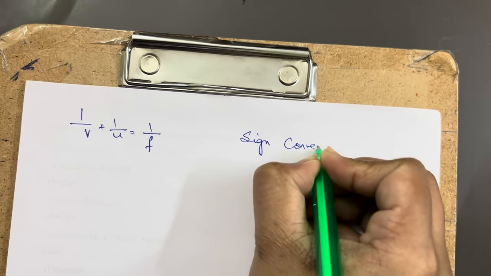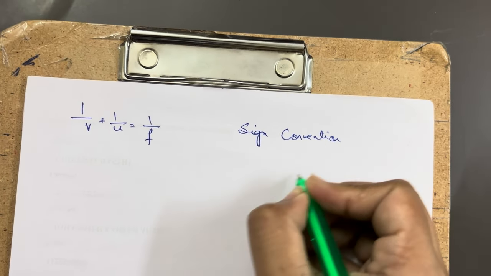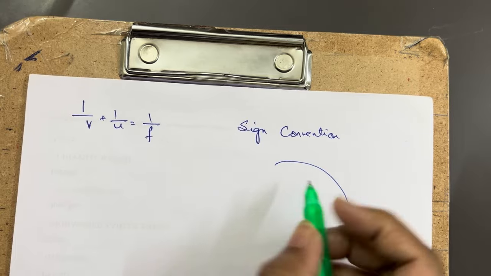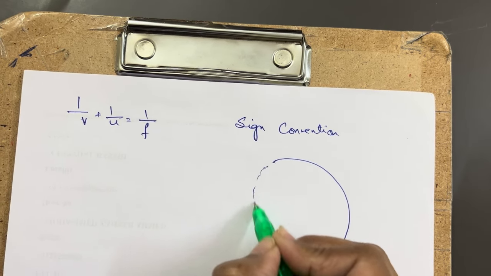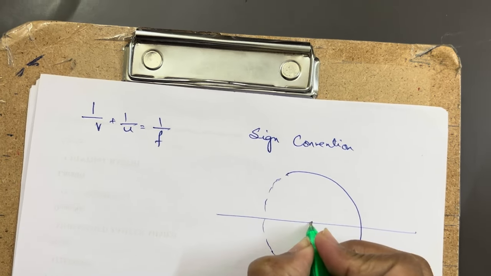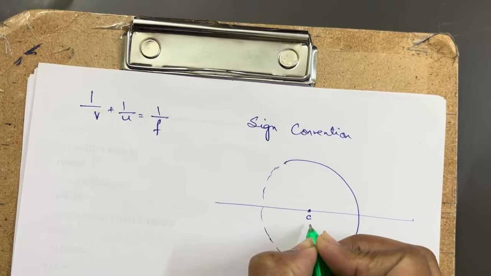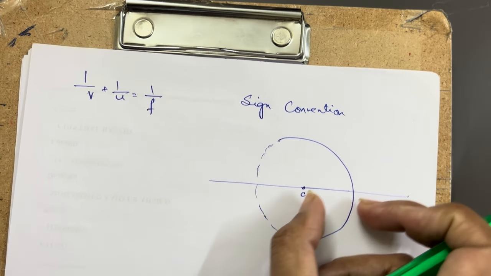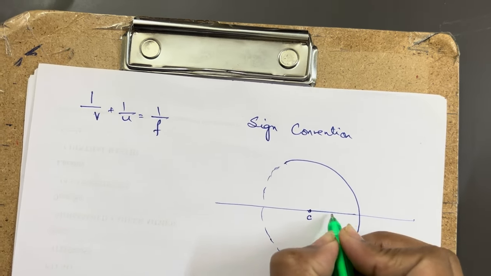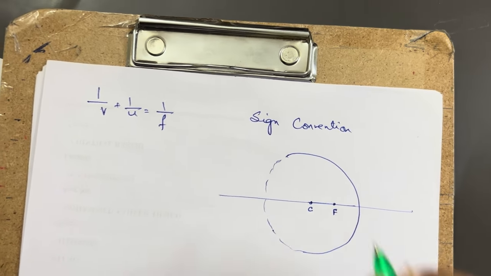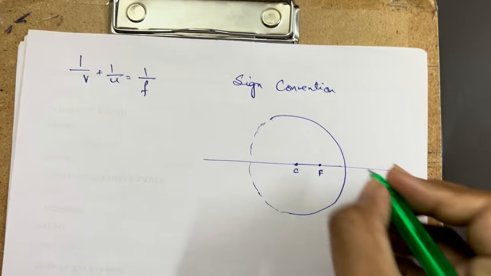What are you going to do? You're going to apply the sign convention for this. Now the concave mirror will be like this. If I complete the part of it, it is a circle, and in the circle there will be a center, which is called the center of curvature. This distance is also measured as the radius, so half of this distance will be your focal length. Your f is going to be here, and then you have your pole here.